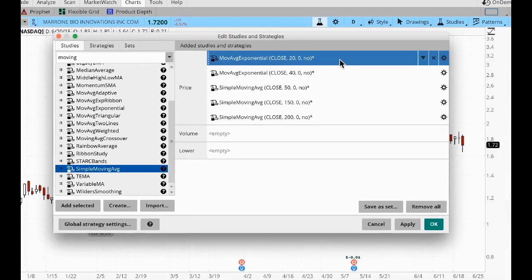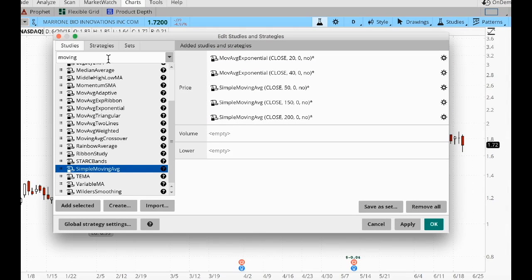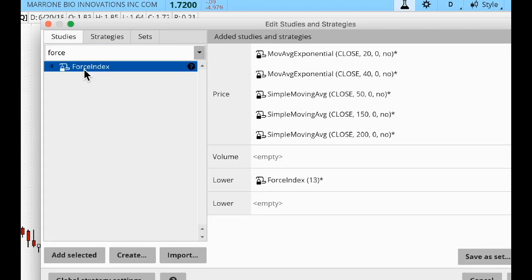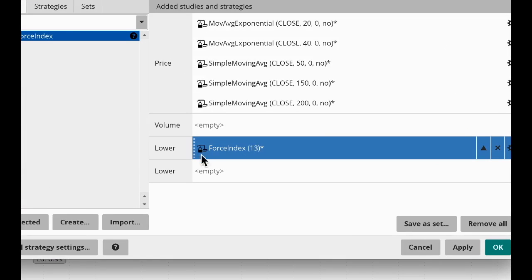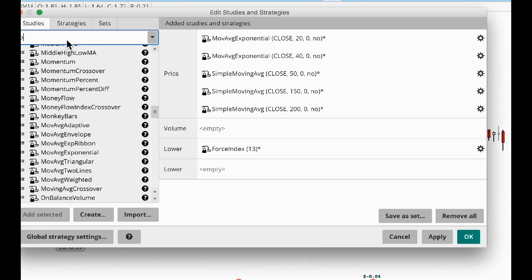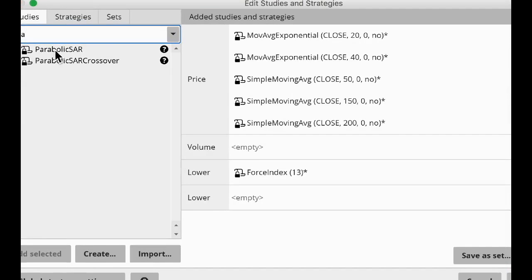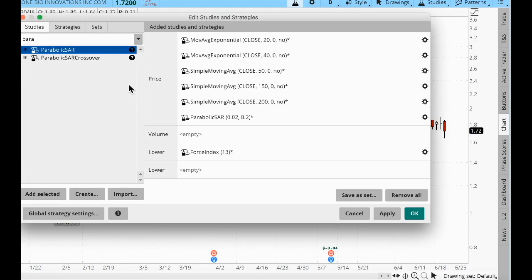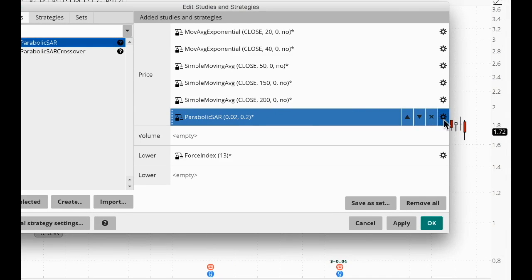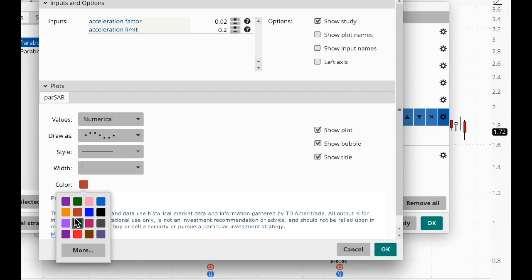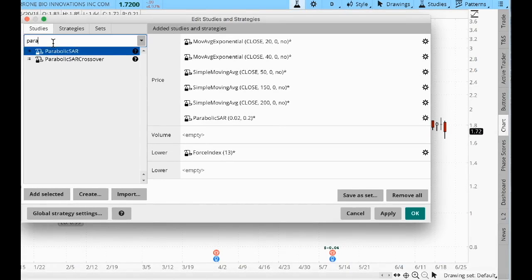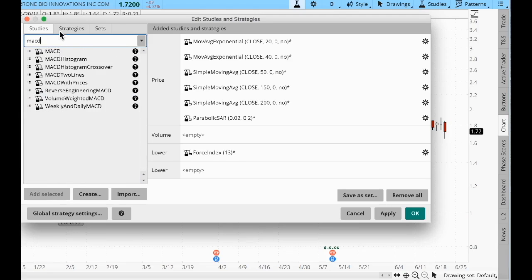Okay, next I'm going to put in my three indicators. The first is the force index. There we go, force index. And by default it's 13, so we'll leave it as 13. Next is the parabolic SAR. That is parabolic SAR. And I want to change the color to black. Just my preference. Okay. Finally, I'm going to use the MACD, moving average convergence divergence.